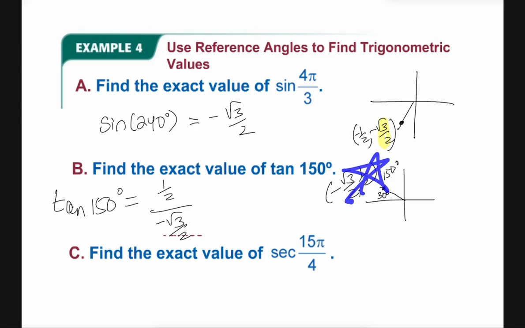Now the tangent is always negative in the second and the fourth quadrant because it'll be a positive over a negative in those quadrants. The tangent is positive here and here. So I should expect a negative value, which you can tell I'm going to get a negative.